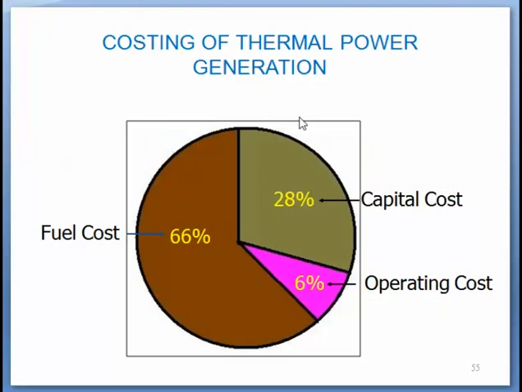A rough cost estimation of thermal power generation. The major cost involved is with the fuel, that shares almost 66%. Then capital cost is 28%, and operating cost, that is a variable, it varies and it shares somewhere 6% of the total generation cost.